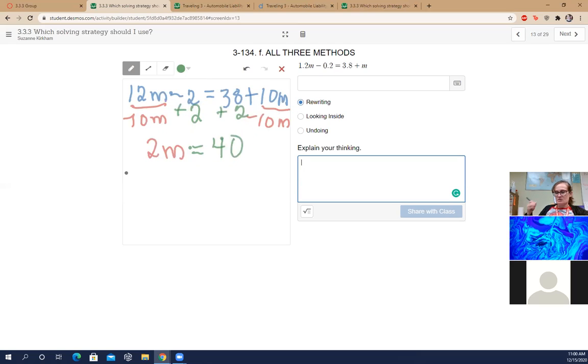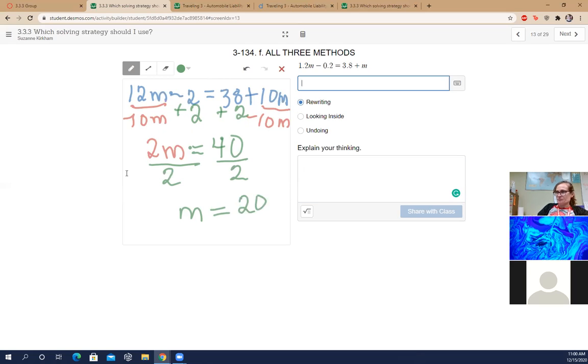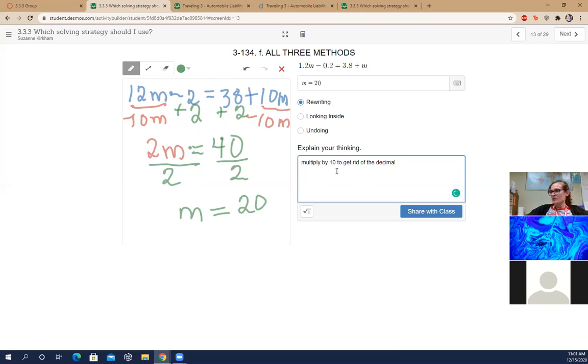Okay, and now we're ready to solve for m. So we divide both sides by 2, and m equals 20. And rewriting, we could say multiply by 2 or by 10 to get rid of the decimal.